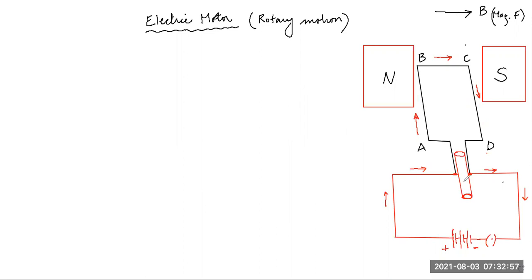Now, students, there is a split ring here. Why do we have a split ring? This split ring basically enables the rotation. The inner portion of the split ring is insulated. Why is it insulated? It is insulated because the current should not flow.